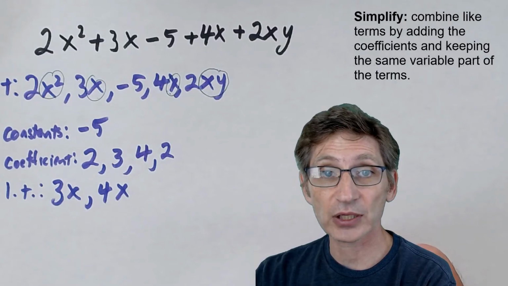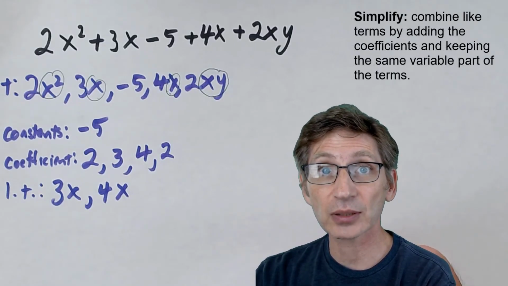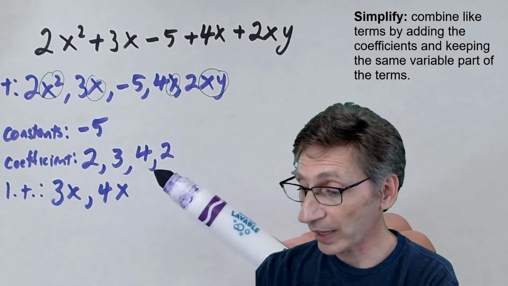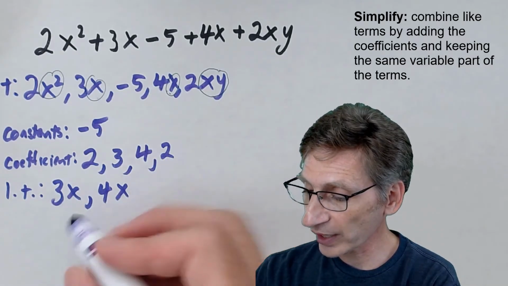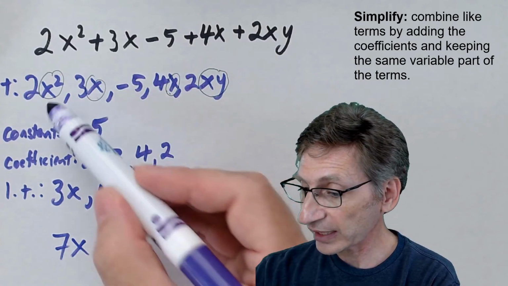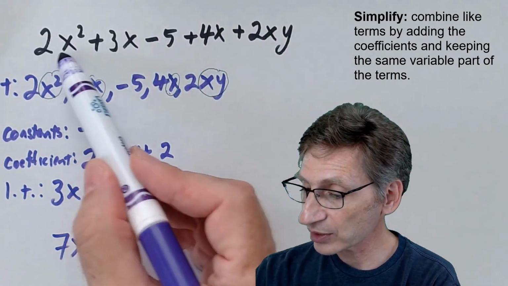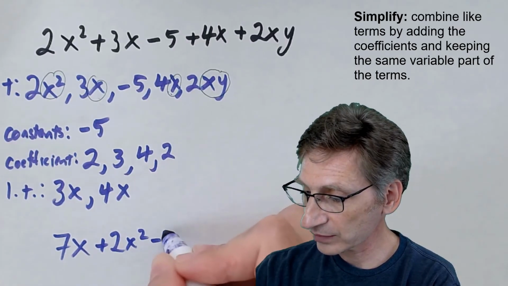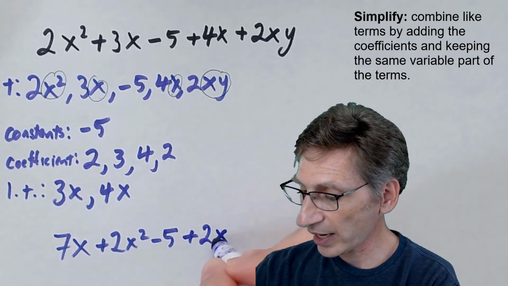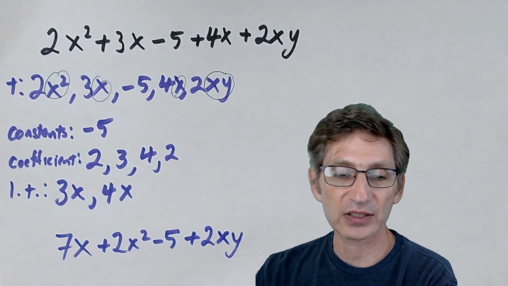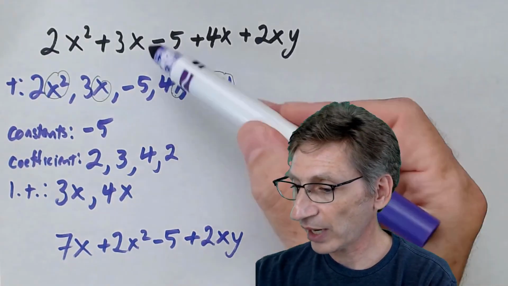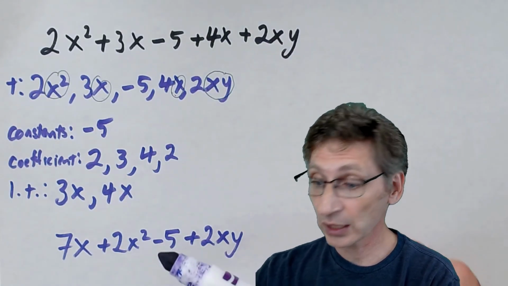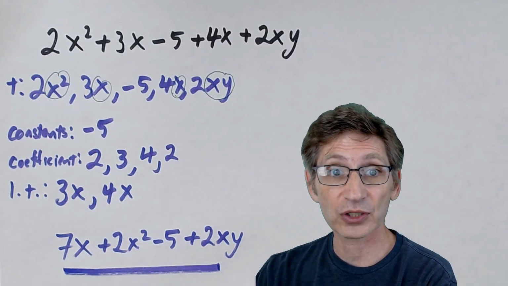To simplify this expression now, we combine the like terms. There are two like terms, 3x and 4x. To combine 3x and 4x, we add the 3 and the 4. 3x plus 4x is 7x. Since I can't combine any of these other terms, I'm simply going to list them out. Plus 2x squared minus 5 plus 2xy. Simplifying this expression required us to combine the 3x and the 4x into 7x. There wasn't anything else we could combine. That makes this the simplified version of that expression.